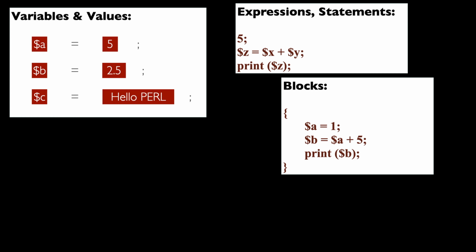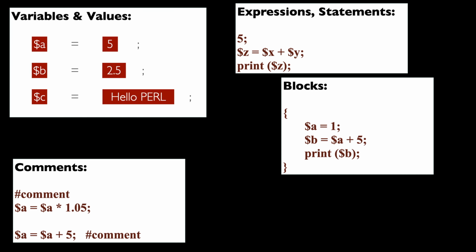Next we have blocks. A block is made up of statements wrapped in curly braces. We use blocks to organize statements in the programs. Any variable declared inside a block has its own scope, meaning the variables declared inside a block only last as long as the block is executed. We'll see more on this later in the tutorial.